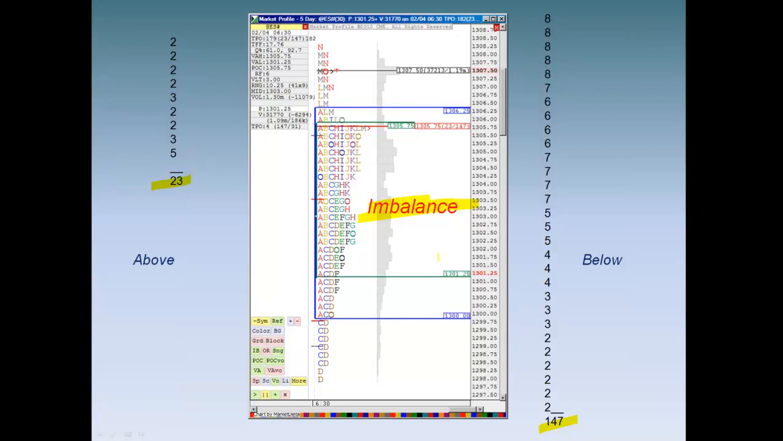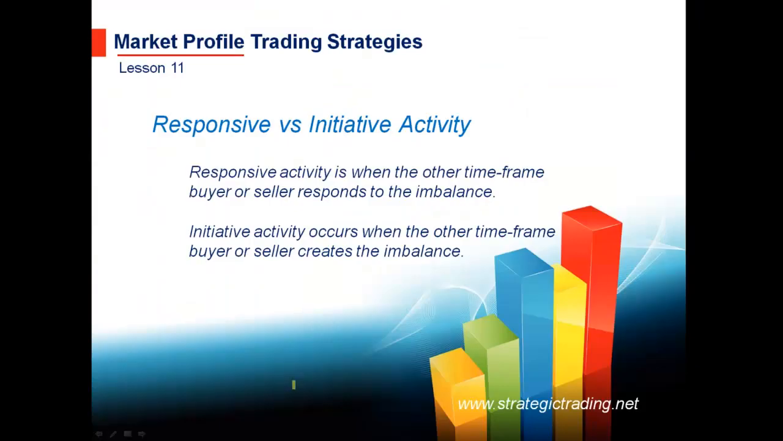The buyer is now in control, so we need to watch and see when the sellers will step in to try to bring this market back into balance. Now, having discussed the various roles and the ideas of control, we want to spend a little bit of time revisiting the concept of responsive versus initiative activity.